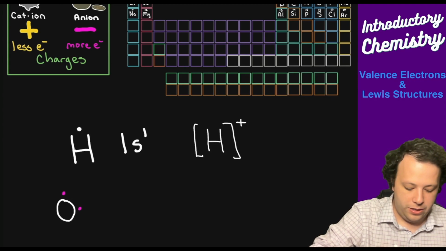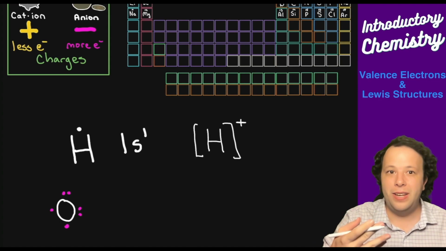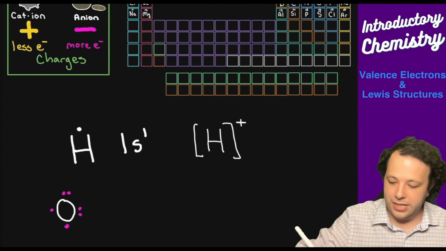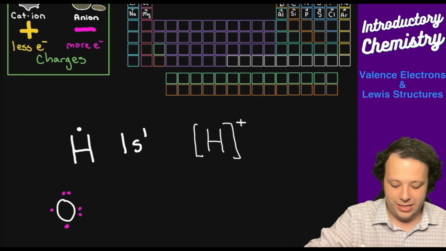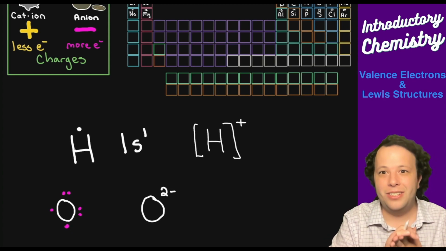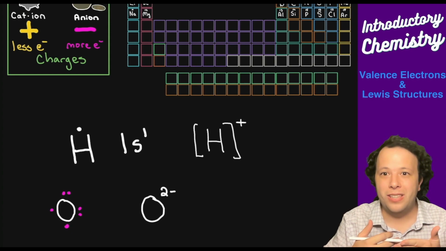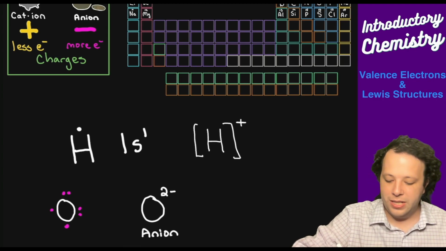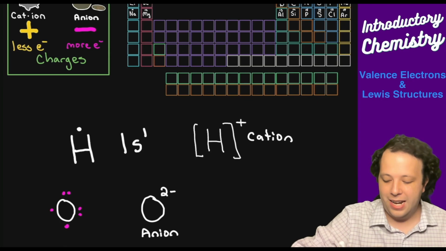So we have 1, 2, 3, 4, 5, 6, right? So it has 6 valence electrons. Now, if we want to draw, let's say, O2 minus, right? Well, what is the difference? Well, O2 minus means that it gained 2 electrons. So it has more electrons. This is an anion versus H plus, which was a cation.